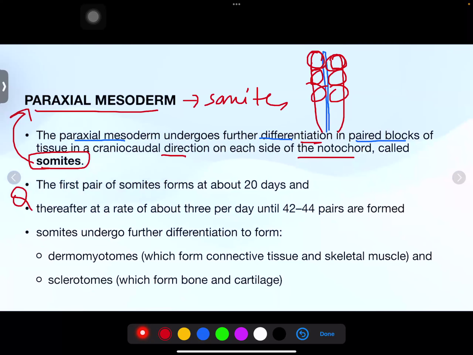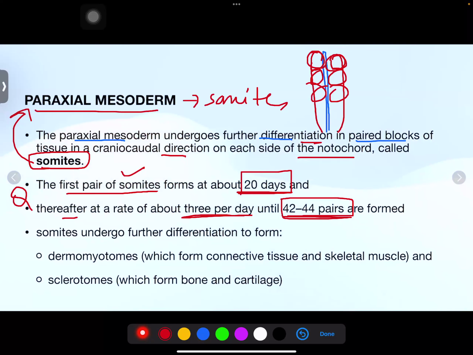Later the somites form, and the first pair of somites forms at day 20, and after that about 3 pairs per day form, until 40 pairs are formed. So by counting the somites, we can tell the age of the embryo as well. Okay, so this is important. You have to know on which day the first pair of somites forms and how many total pairs of somites form, these two things.